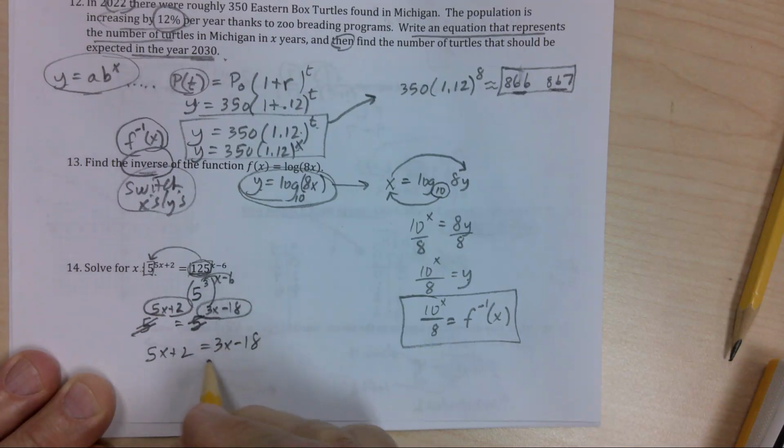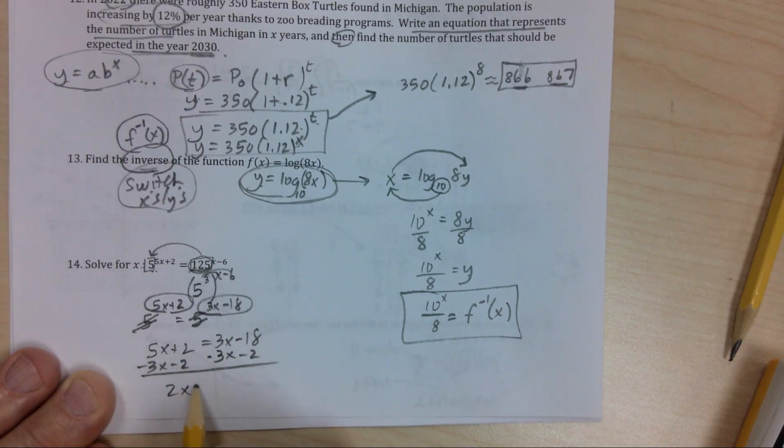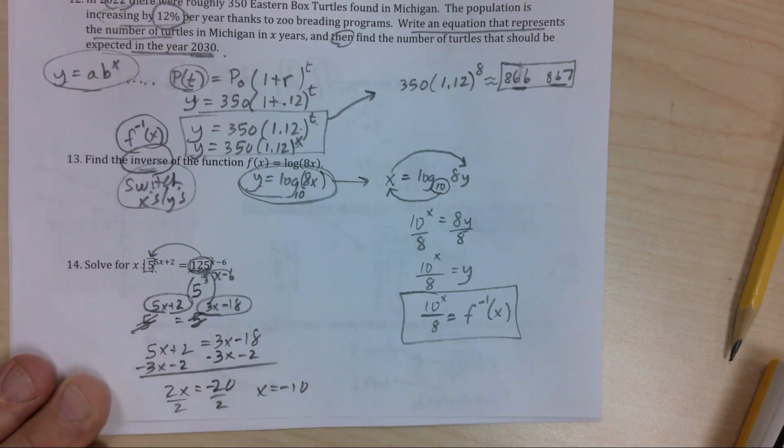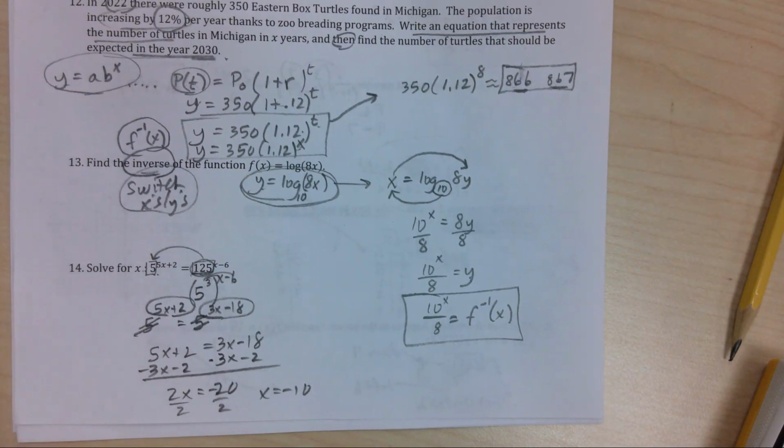And we get to solving. So subtract 3x, minus 2. We get 2x equals negative 20. Divide by 2, divide by 2. We get x is negative 10. And that's how you do it.